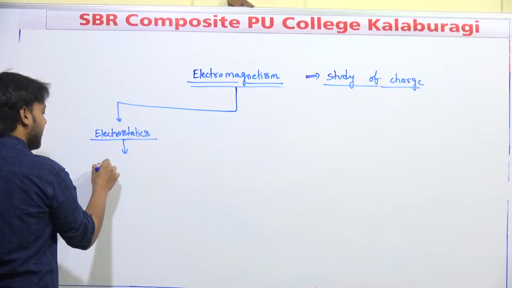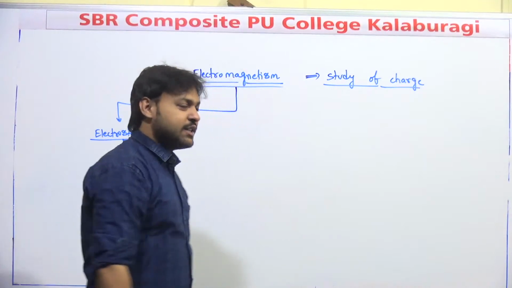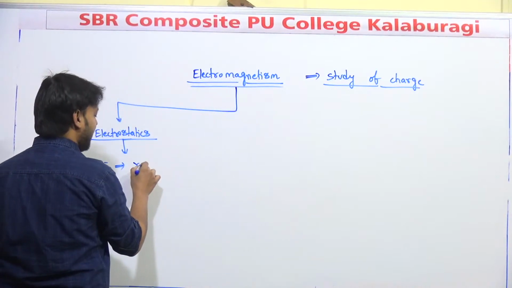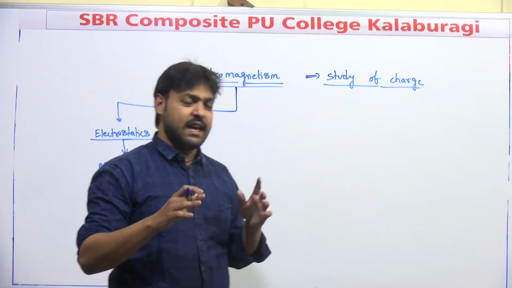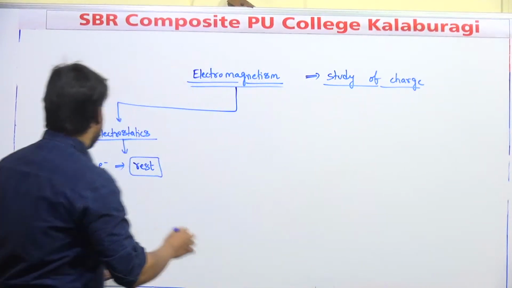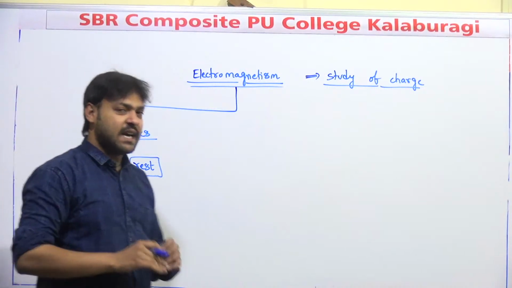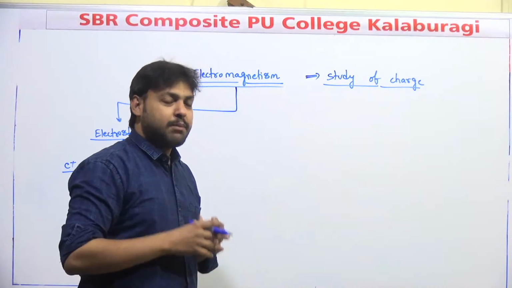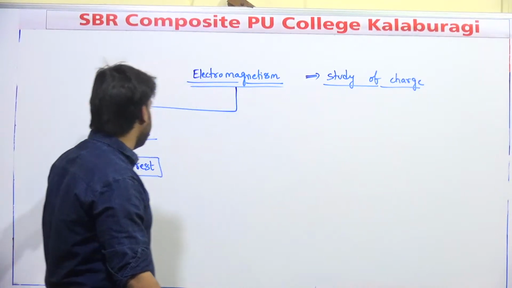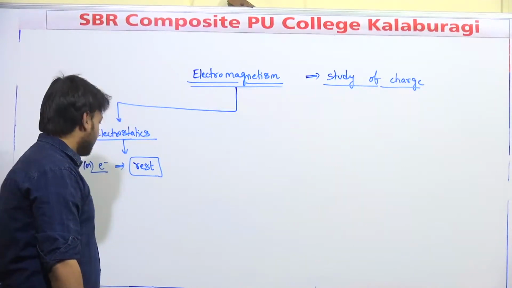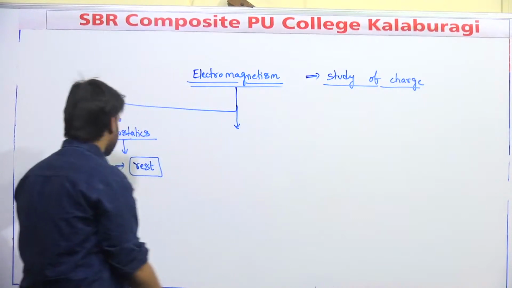Here what we study? A charged particle, not only electron, a charged particle, which should be at rest. Whether it is a negative charged particle or a positive charged particle, if it is at rest, whatever properties will be exhibited by that charged particle, everything we will study in electrostatics. So the charged particle should be at rest.